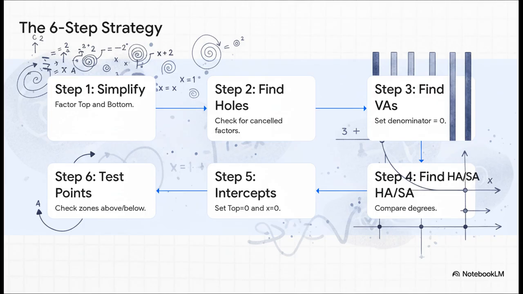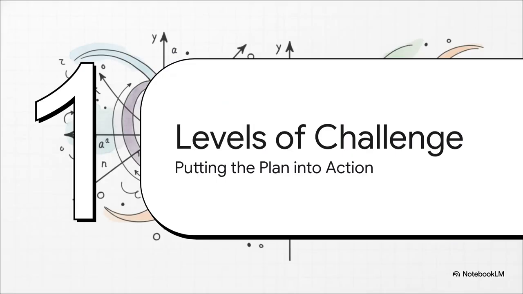Step 4, you find your horizontal or slant asymptotes, which tell you what the graph does way out on the edges. Step 5, you nail down your intercepts, your key landmarks on the map. And finally, step 6, you just test a couple of points to make sure everything lines up. Follow these steps and you're golden. Okay, enough talk. Let's put the plan into action with 3 levels of challenge.